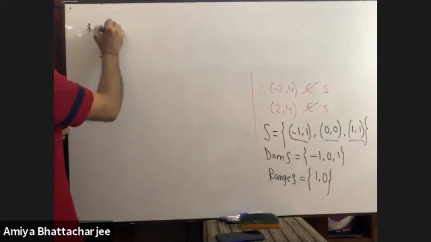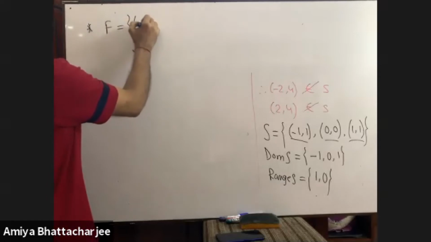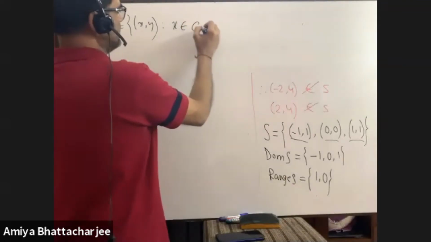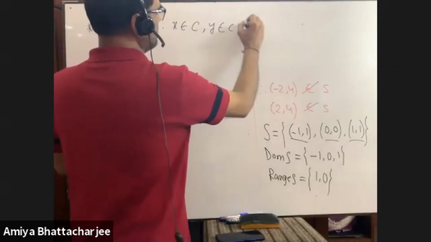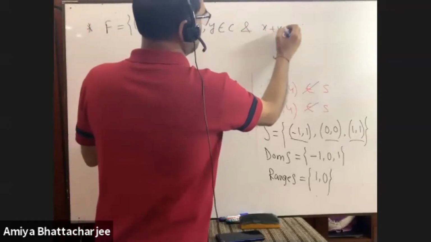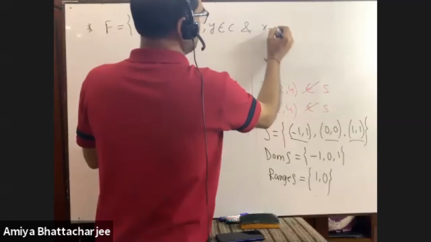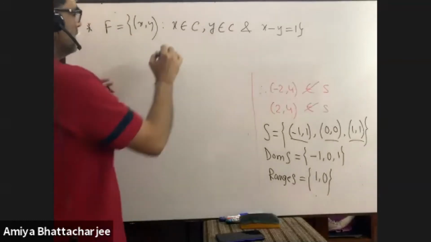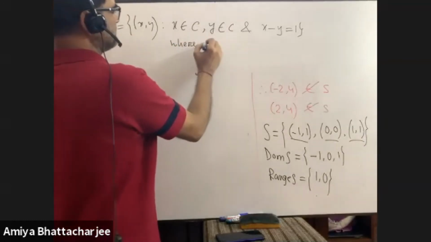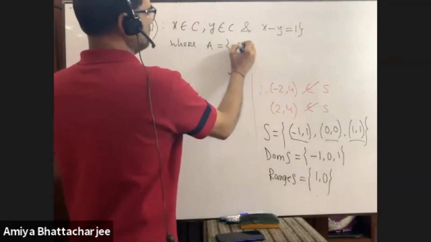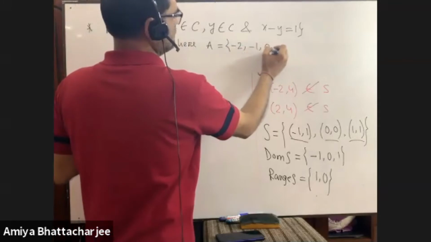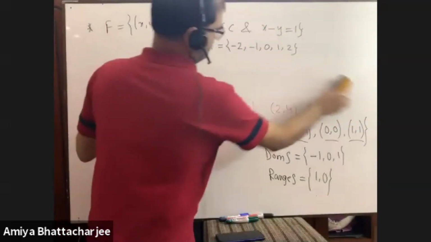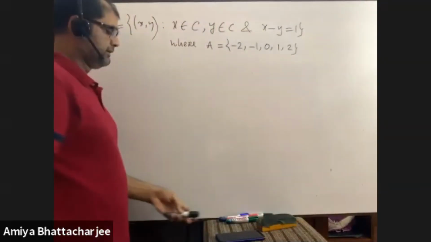Write down. F is equal to (x, y), where x belongs to C, y belongs to C, and x minus y equals to 1, where C is given the same value: -2, -1, 0, 1, 2. Okay, this is the math.